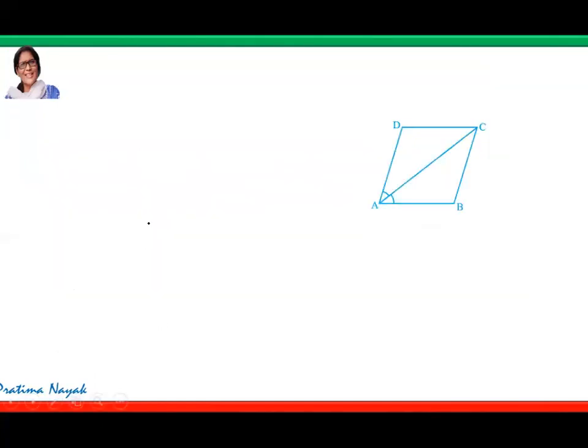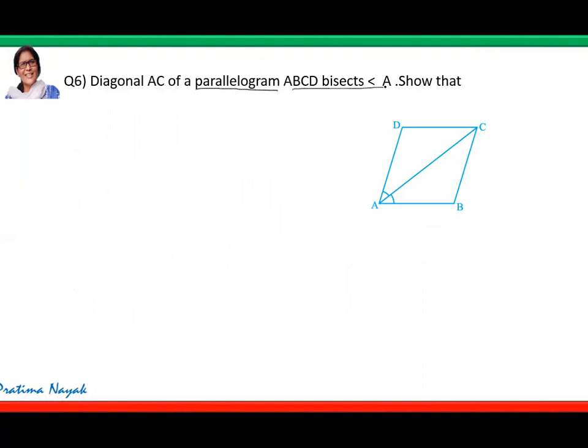Next, question number 6. The diagonal AC of a parallelogram ABCD bisects angle A. Show that it bisects angle C also, and you have to show that ABCD is a rhombus. So draw a figure as a rhombus. I have drawn a figure as a rhombus because I'll prove that it is a rhombus.